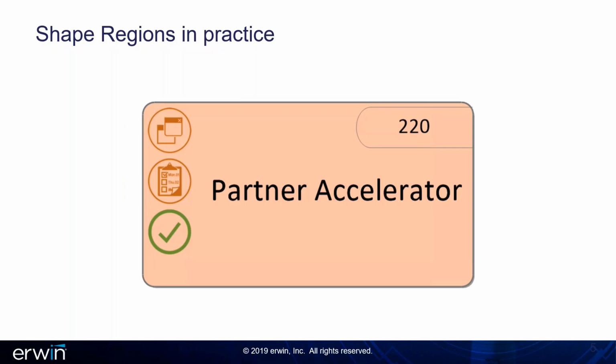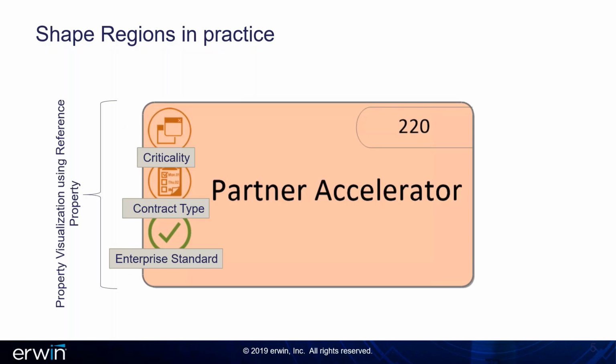The shape regions are criticality, contract type, and enterprise standards, so we all knew those were shape regions. These happen to be property visualization using reference property. What that means is, depending on the value that someone picks for one of these fields, we want to display a different icon. Partner Accelerator, it's the name of this object, and that happens to be a shape region as well as the number of users, and those are just property value. What that means is we're displaying exactly what exists in the field, so we're not altering it, we're not showing it with a different symbol or anything like that.